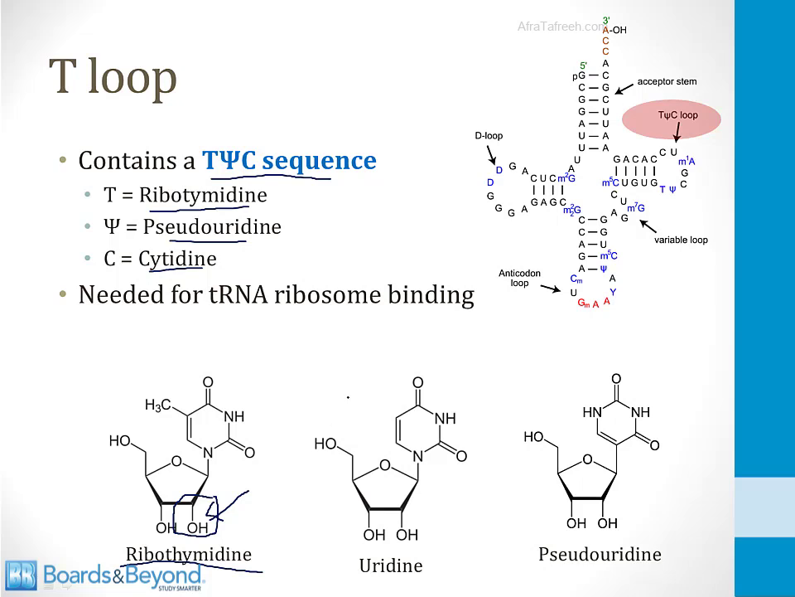The Ψ in the T-Ψ-C sequence stands for pseudouridine. This is the structure of normal uridine in the middle of the screen. Pseudouridine looks a lot like it, but the nitrogen is in the wrong position in the base. Therefore, it's called pseudouridine. And then the C is cytidine as you would normally find it in RNA. So if you look at this cloverleaf at the top right side of the screen here, you can see the T-Ψ-C sequence that is always found in the T loop. And this portion of the tRNA cloverleaf is necessary for tRNA to bind appropriately to ribosomes for translation.